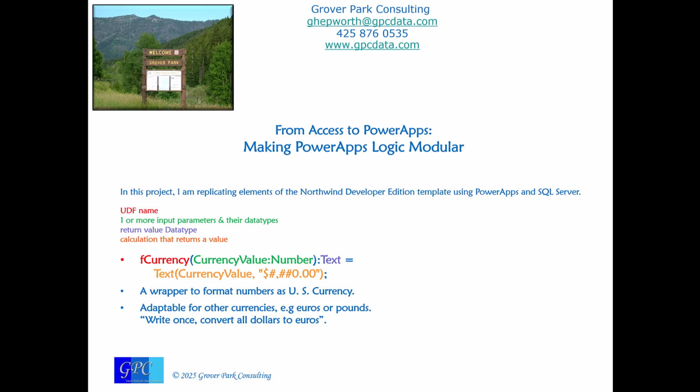Let's look at 3 examples of named formulas I've implemented in Northwind PowerApps. First up, F currency. I've used color highlighting to identify the different components of a user-defined function: the UDF name, one or more input parameters along with their data types, the data type of the return value, and the calculation that returns that value. This one is simple. A wrapper to format numbers as US currency.